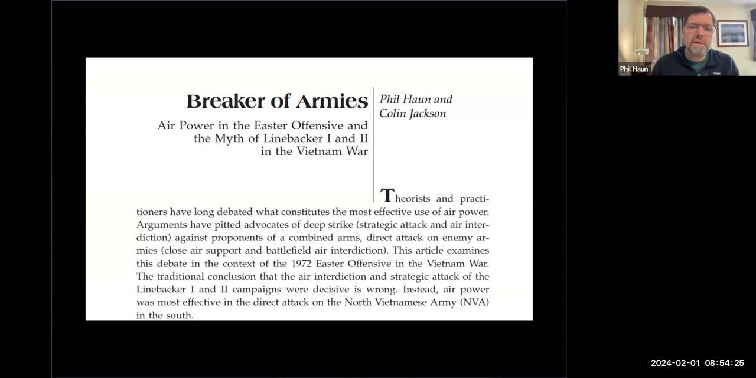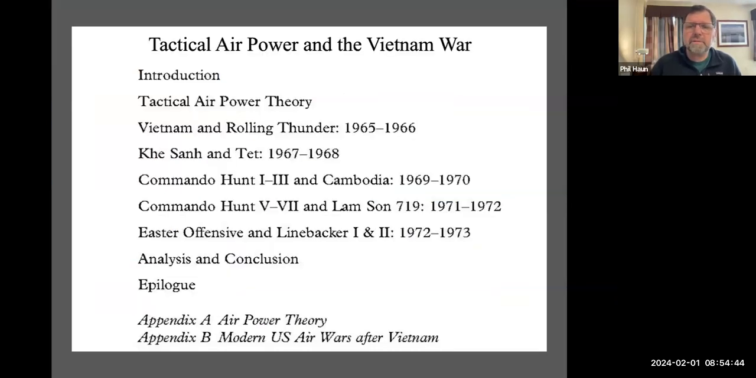And the assessment there was that U.S. air power was decisive, but in the defeat of the North Vietnamese Army in a combined arms campaign during the Easter Offensive, primarily, not in the Linebacker 1 interdiction campaign and then Linebacker 2. This book is a continuation of that research.